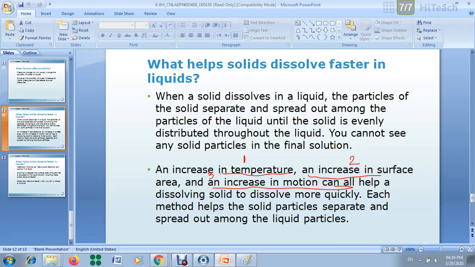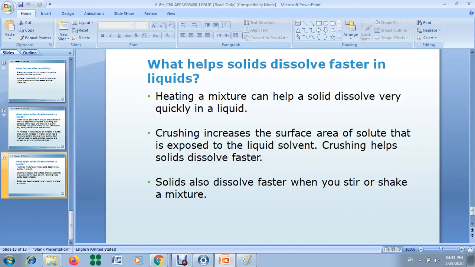Let's talk first about the temperature. When you increase the temperature, what's going to happen to the particles? The particles will start to move faster. So the particles of the solute now have the ability to spread faster through the liquid particles. So heating a mixture can help a solid dissolve very quickly in a liquid. This is the first one, the temperature.